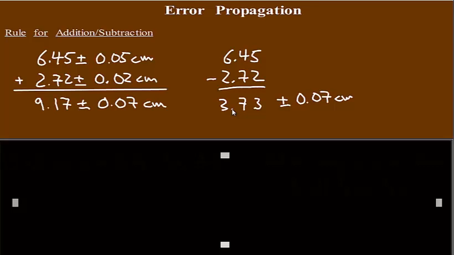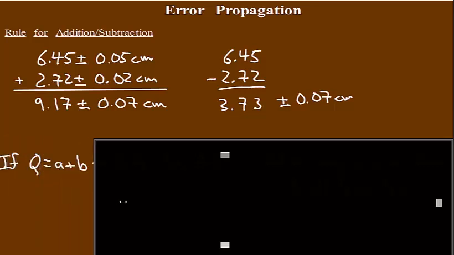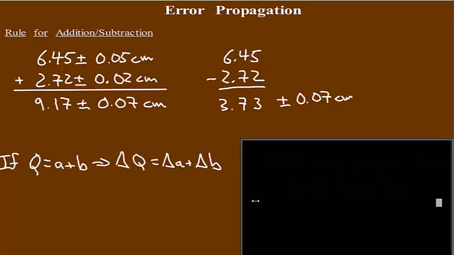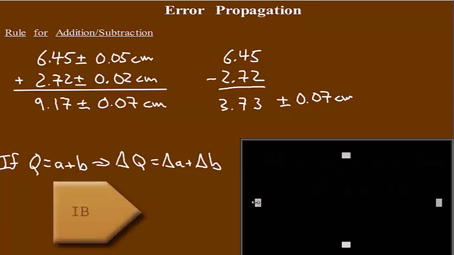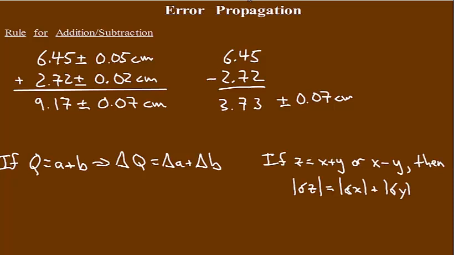In symbolic form, as you would find in a textbook or an appendix, in the IB textbook, you would see this rule written symbolically this way, and if you were looking in the UTA lab manual appendix, you would see it this way.